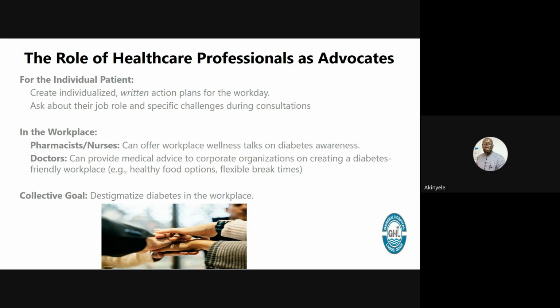I know of a pharmaceutical company in Lagos that has a gym within their office space. And at certain times, they force their staff to go exercise. And all of these will help to destigmatize diabetes in the workplace and improve their workers' well-being.